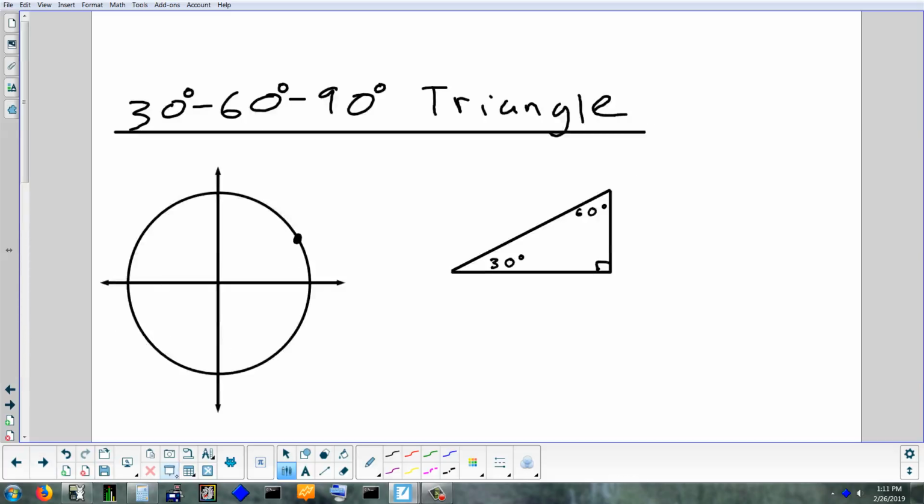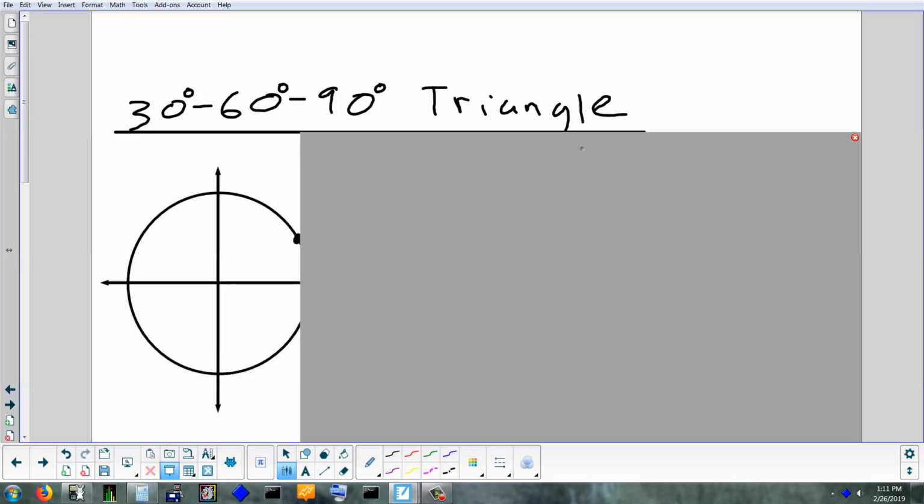Okay, so let's look at the 30, 60, 90 triangle. So what we're going to focus on now is how do we get 2 other coordinates. What's the coordinate for 30? What's the coordinate for 60? Let's do the 30 first, and then the 60, once you have the 30, is actually pretty easy.